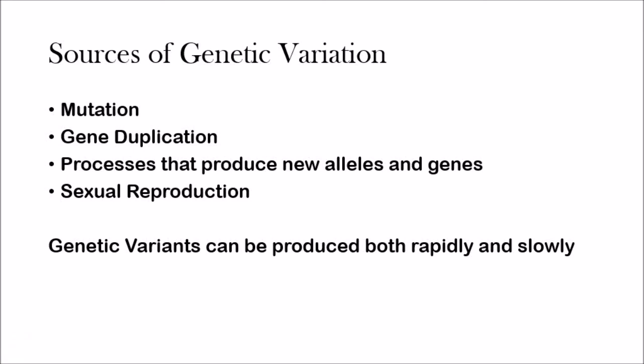And these genetic variants can be produced both rapidly and slowly. Sometimes genetic variants happen over a lot of time within an organism. Sometimes it can happen as quick as, you know, one cell duplicating in like 5 minutes and creating a new gene, and hence creating genetic variation.